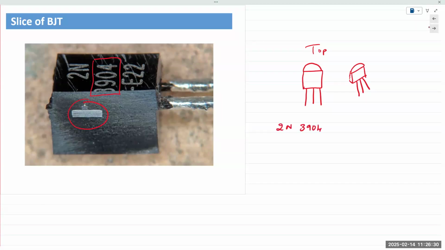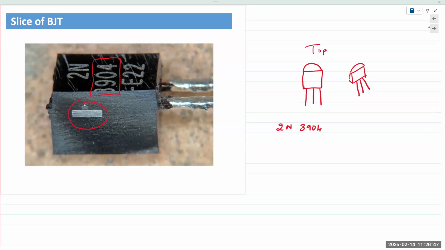The 2N means it's a two-junction device. 2N refers to all transistors, any device that has two junctions. Diodes are always 1N because it's one junction. So 2N simply notes it has two junctions in there.